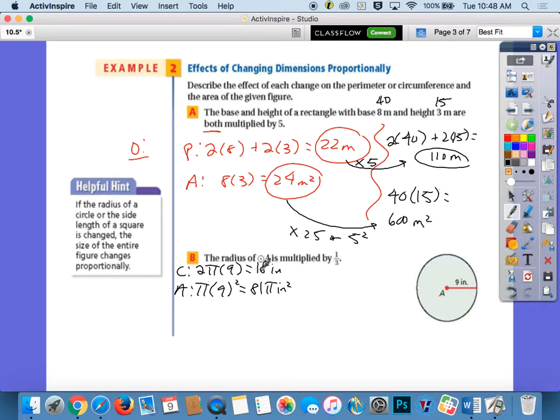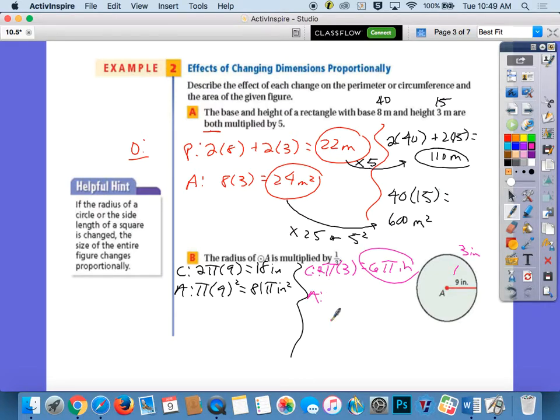So now, if I take this and multiply it by 1/3, of course I end up getting 3 inches. So let's see what happens. My new circumference is going to be 2 pi times 3, which is going to be 6 pi inches. So this was divided by 3, or multiplied by 1/3.